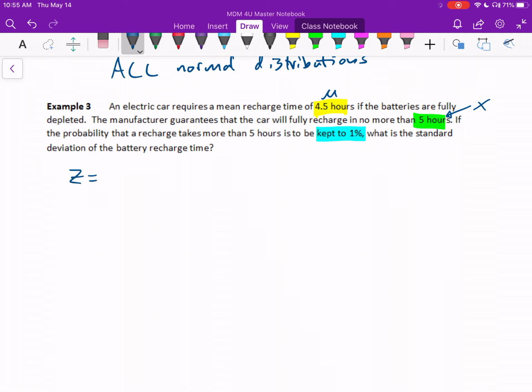The Z-score is equal to X, which is 5, minus mu, over... yes, sorry, X minus mu, over mu, minus mu. Good thing this is the last example, getting tongue-tied. X minus mu, and we're going to divide it by the standard deviation. Well, we know what X is, we know what mu is, so we want to find what the standard deviation is, sigma. Do we know what Z is? No, we don't know what Z is, but we can find Z from this.